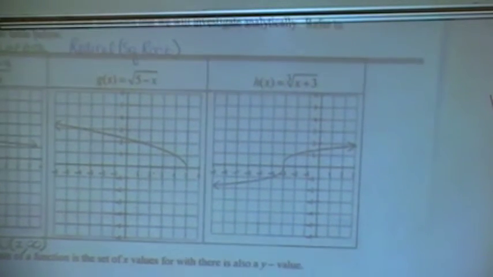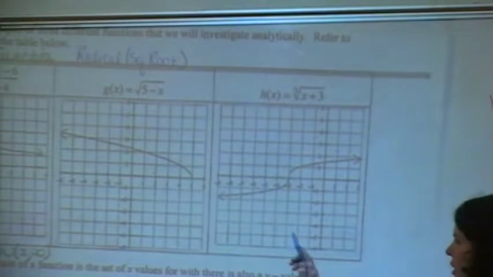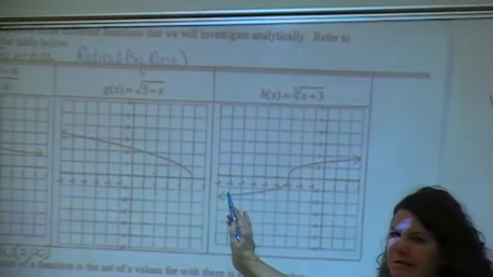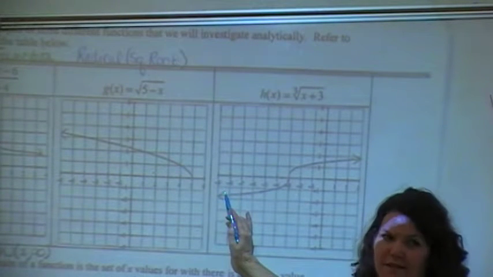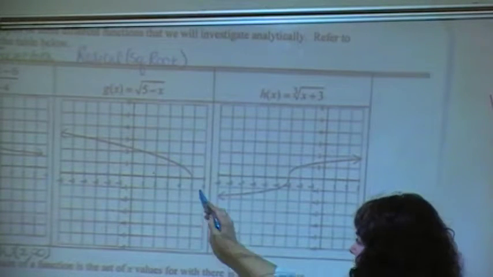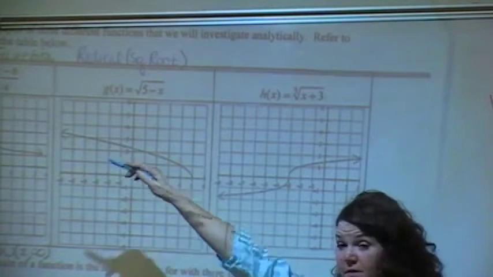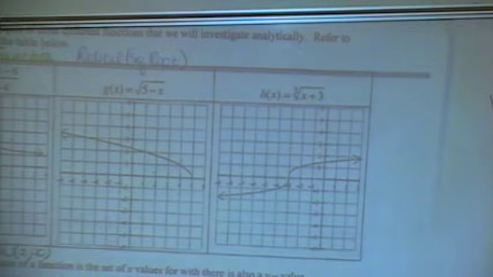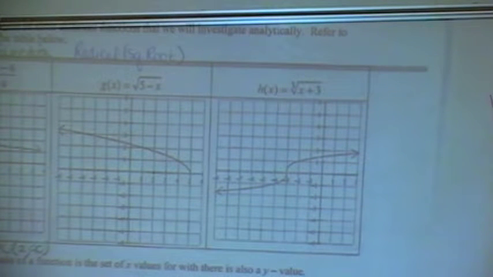Okay, G of 9. Now I look at my graph and I don't have a 9 up here. But what could you tell me? Even though we don't have 9, what can you tell me? It's not going to be a 9 because this graph stops right here. It goes forever the other way. So there's no 9 in this, so it should be undefined. But let's plug it in and see.